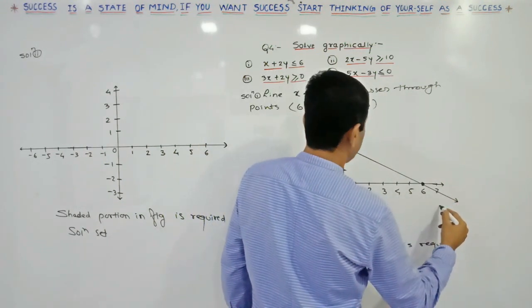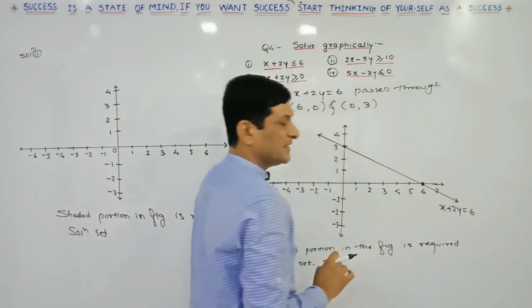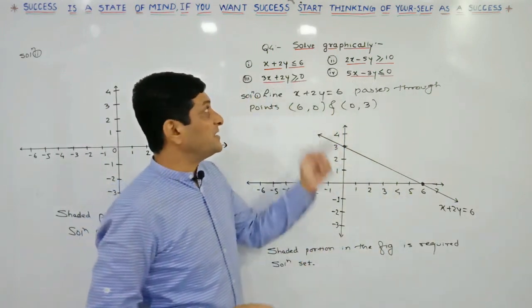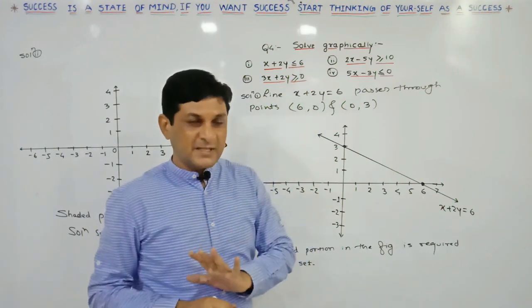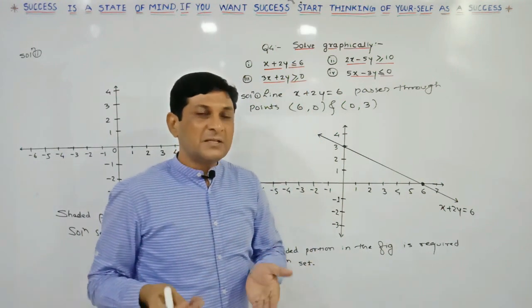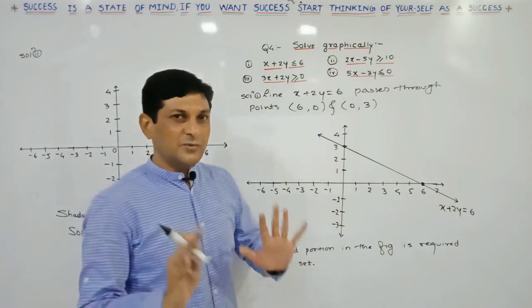Here the equation of the line is x plus 2y is equal to 6. Now observe the inequality symbol, less than is there. So when less than appears, definitely the origin side part will be the solution set, but we will still check it.